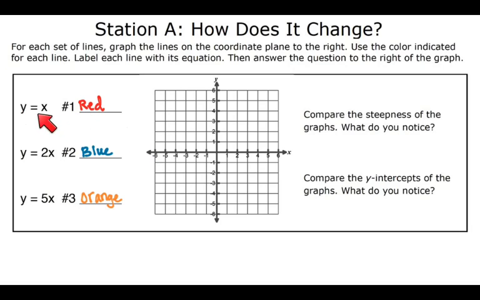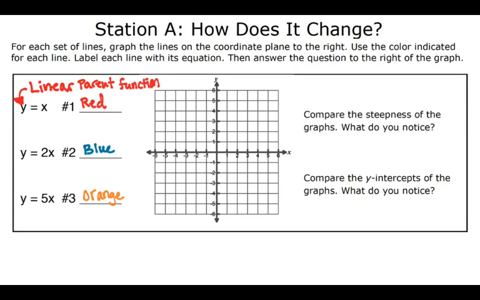The first line that we are going to graph is y equals x. And this line we're going to graph in red. And this line is actually known as the linear parent function. So linear because it forms a line when you graph it, and parent function because it is the simplest form of any linear function. Every other linear function that is written like it is just this line, but some information has been changed.